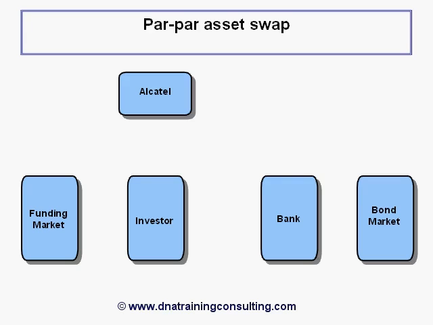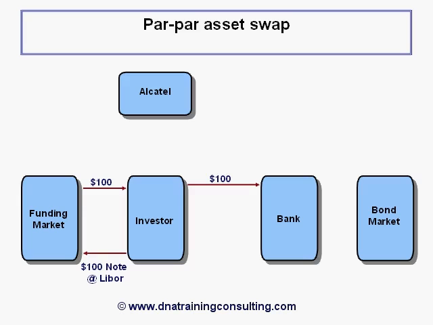Under this par-par asset swap structure, step 1 involves the investor making a payment to the bank of a full $100, despite the 8 percentage point discount at which the Alcatel bond can be purchased. Note very importantly here on the left of the diagram that this now means the investor has funded at LIBOR a full $100 rather than just $92 as before.